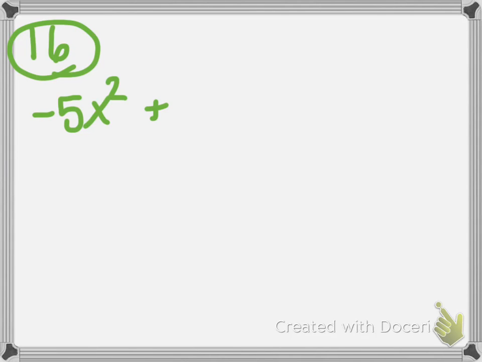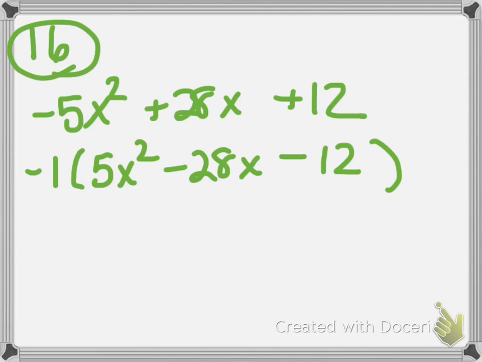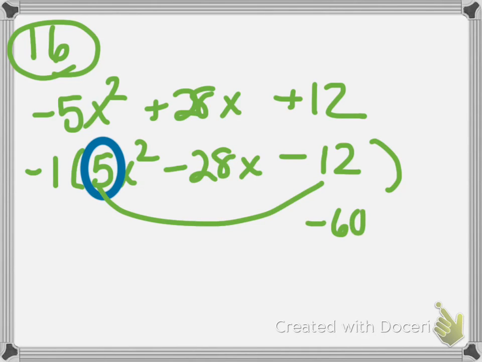And then finally, number 16, negative 5x squared plus 28x plus 12. I'm going to factor out a negative 1 first of all. Nothing else factors. I don't like a negative as a leading coefficient. When I pull out a negative 1, all the signs change. And now, again, a is not equal to 1 right here. So what I have to do is multiply 5 times negative 12, and that gives me negative 60. I need to think what times what multiplies to get negative 60, that adds to get negative 28.